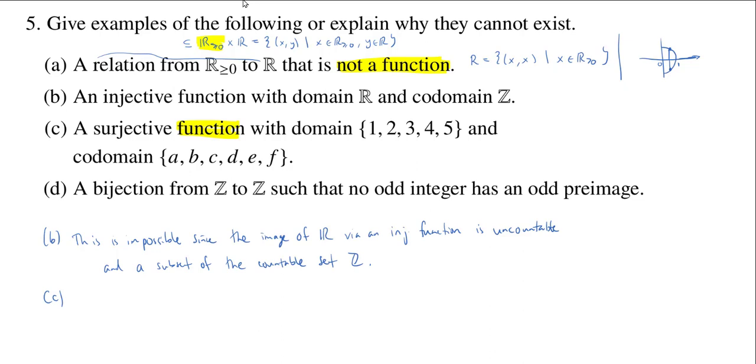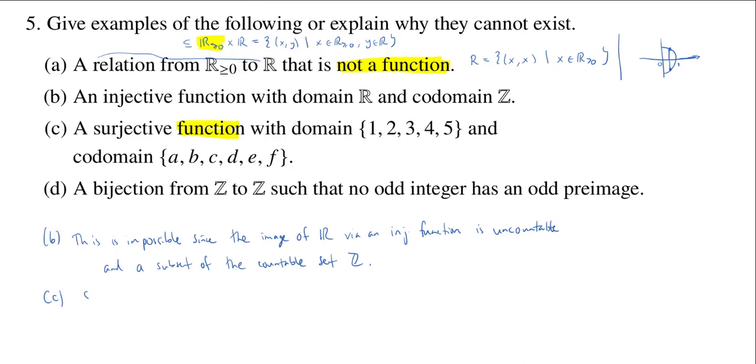Okay, now it could be that 1 and 2 have the same image. That's not a problem, but for sure, 1 can only go to one thing, right? It has to have one image. 2 can only have one image. There are 5 elements in this set, so at most, they have 5 images. But this codomain has 6 elements, and for a function to be surjective, every element of the codomain must have a preimage. But there are only 5 elements in the domain to be preimages. So this is going to be impossible.